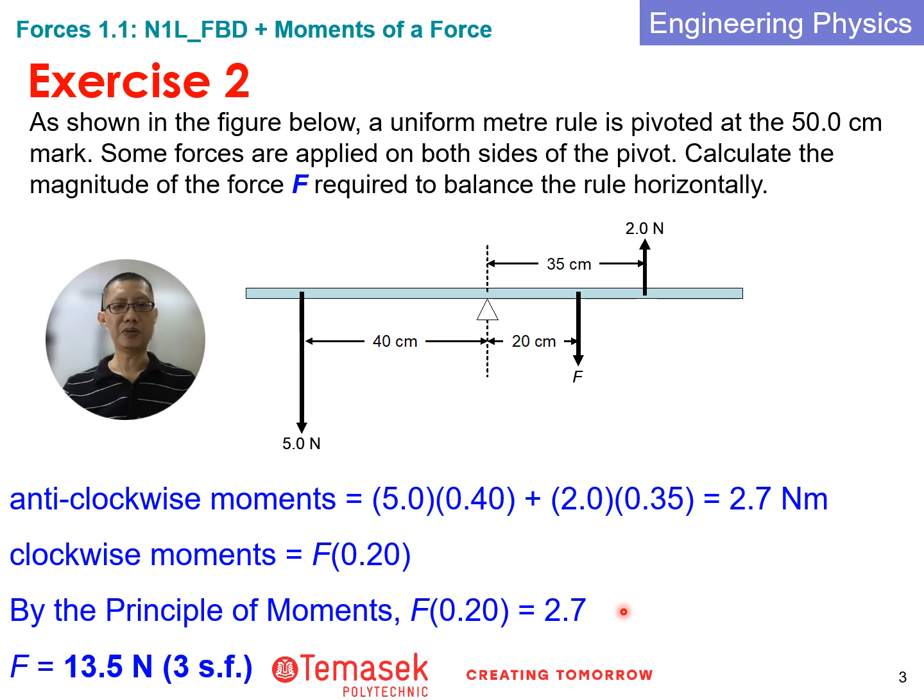Solving for F, we have F equal to 13.5 Newton, corrected to 3 significant figures. This ensures the meter rule is balanced.